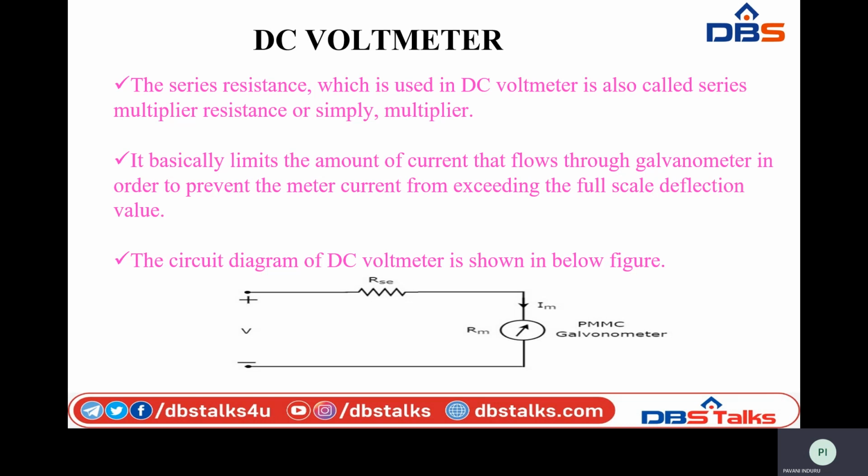to limit the amount of current flowing through the galvanometer, such that it should not be damaged by high amounts of current flowing through the PMMC galvanometer. It prevents the meter current from exceeding the full scale deflection. Each PMMC galvanometer has a deflection known as the full scale deflection value, and the current should not exceed that range. If it exceeds, it may become damaged. So to prevent damage in the electric circuits, the series resistance must be considered as a larger value.